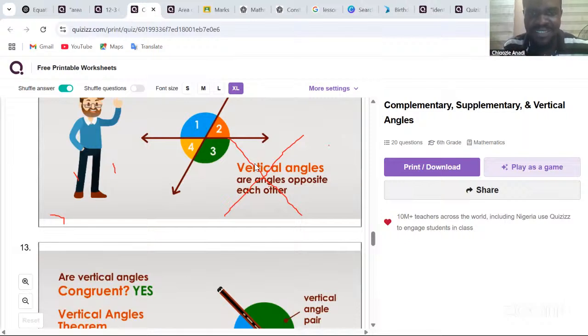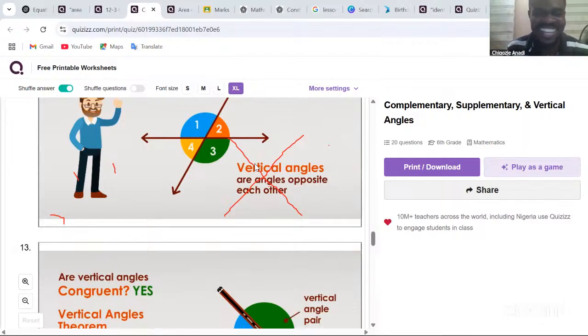Okay? So this is the question. What type of angle is this? 85 plus 5. Complementary. So, a good one. Gerald was very, very fast. Okay. I'm going to give you two more, so we end the class.